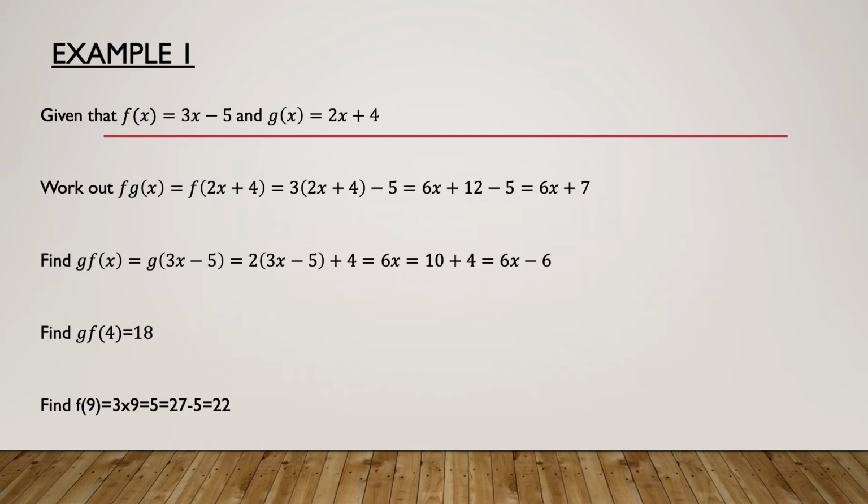Or conversely, what I can do here is, I know what gf of x is, so I can just put 4 into that. 6 times 4 gives me 24, minus 6 is 18, so either way is fine.